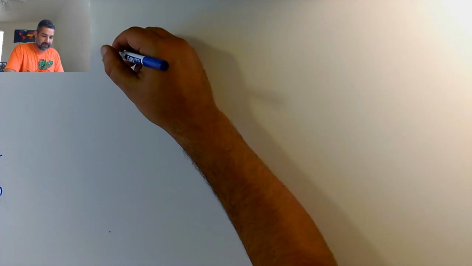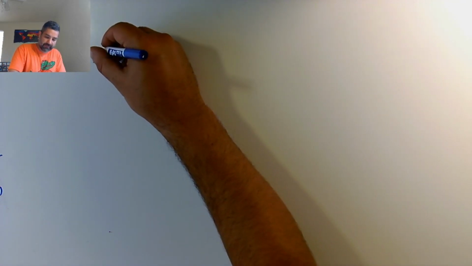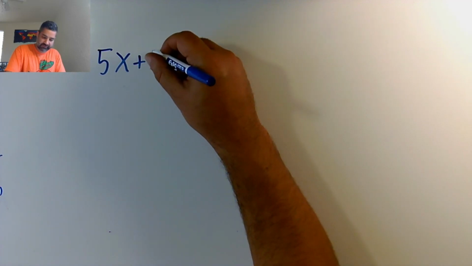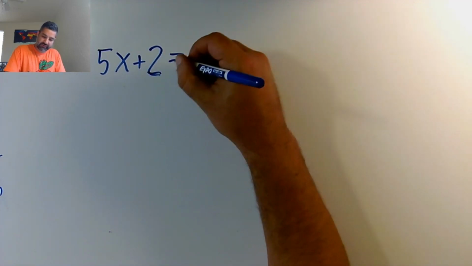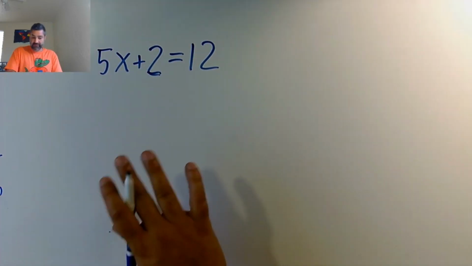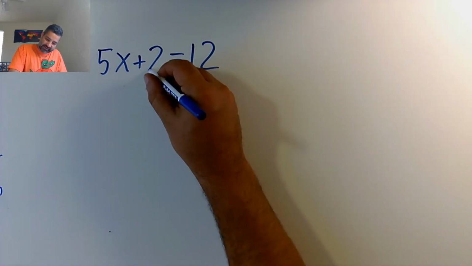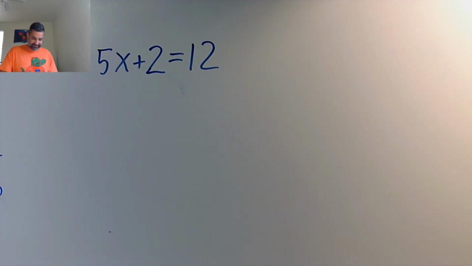Okay, let's make it a little bit more advanced. Let's go to two-step equations and do the same thing we did before. So let's do 5x plus 2 equals 12. Now this one's a little bit more complicated. You may be able to solve it in your head, but let's do it step by step for the beginners.